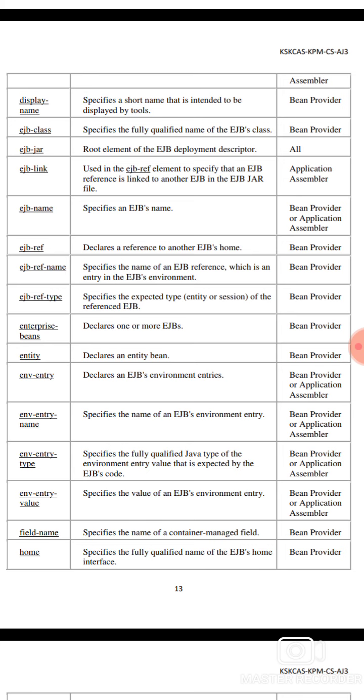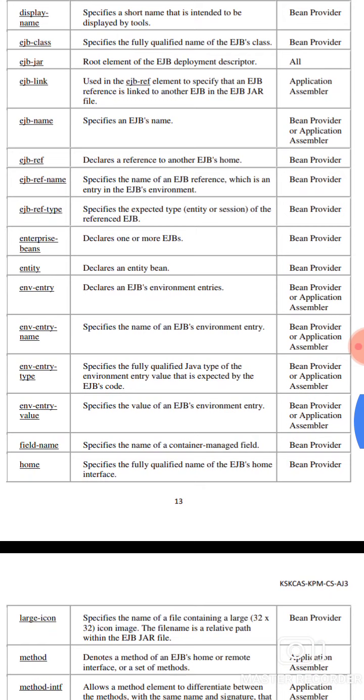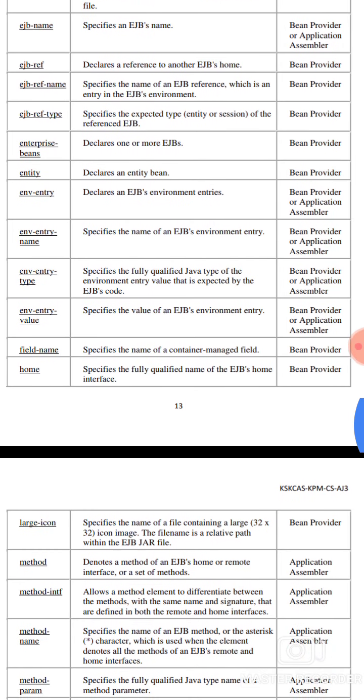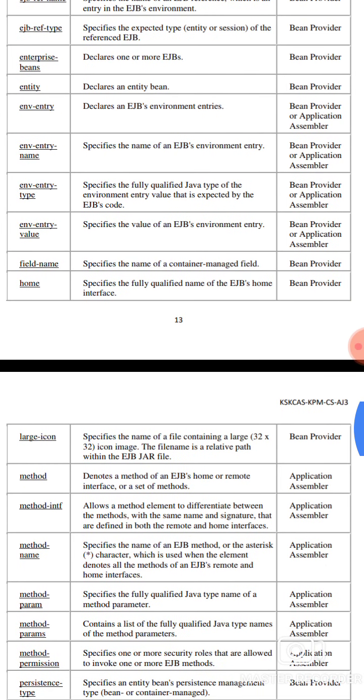We have defined EJB name: specify the EJB name. EJB role: bean provider or application assembler. EJB ref: declare the reference to another EJB home. EJB role: bean provider. EJB ref type: specify the expected type of the referenced EJB. EJB role: bean provider. Then env entry name: specify the EJB environment entry. EJB role: bean provider.